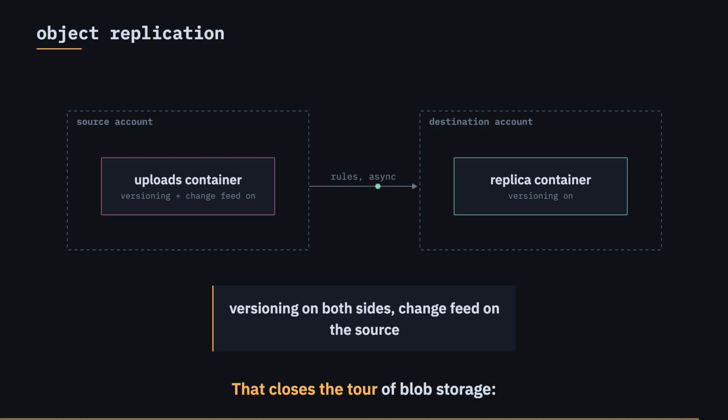That closes the tour of blob storage. Containers and 3 blob kinds, 4 temperature tiers with lifecycle rules to walk data down the staircase, 3 safety nets against 3 different mistakes, and replication when copies need to cross account lines.